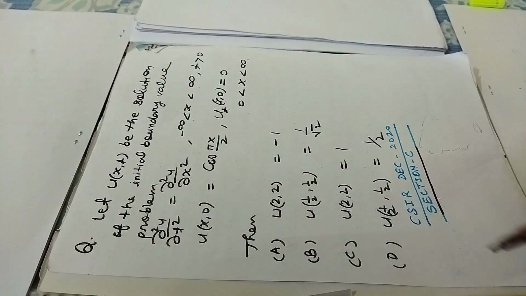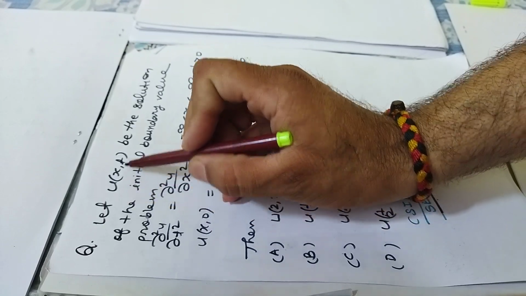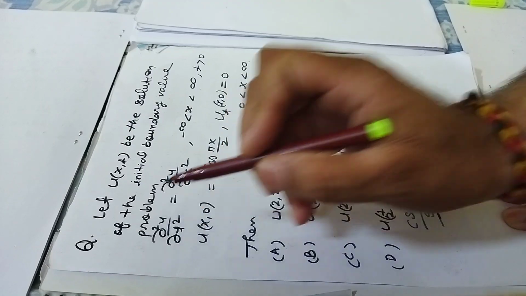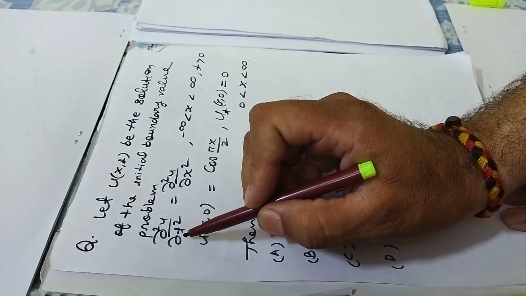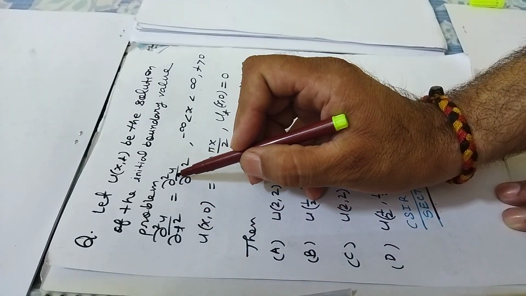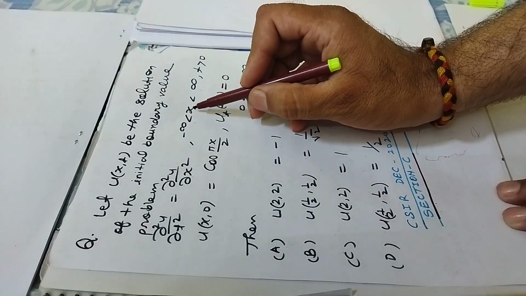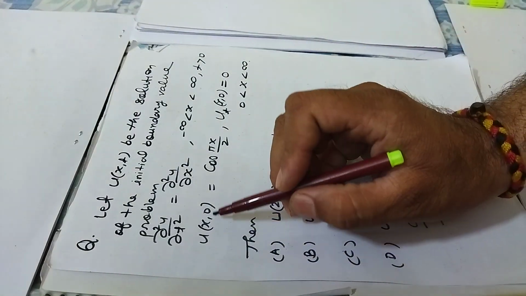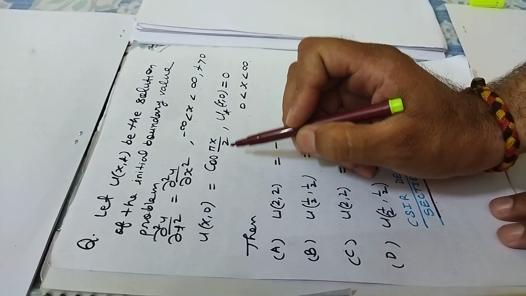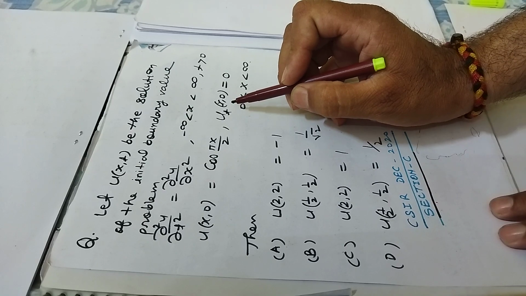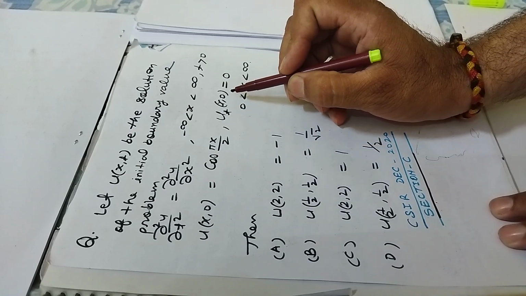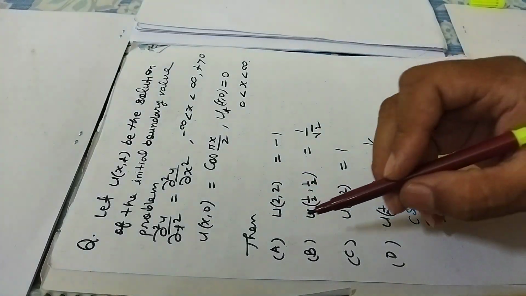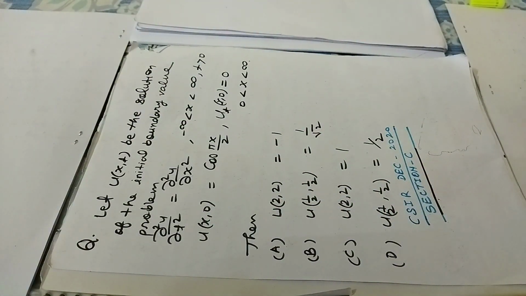What is the question? Let u(x,t) be the solution of the initial boundary value problem: del square u by del t square is equal to del square u by del x square, where x is between minus infinity to infinity and t is greater than 0, u(x,0) is equal to cos(pi x by 2), u_t(x,0) is equal to 0, x is between 0 to infinity. Then which are the corrects?